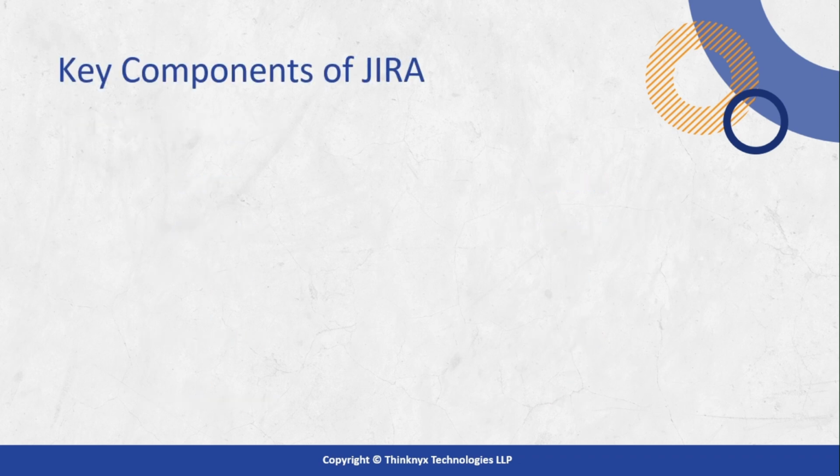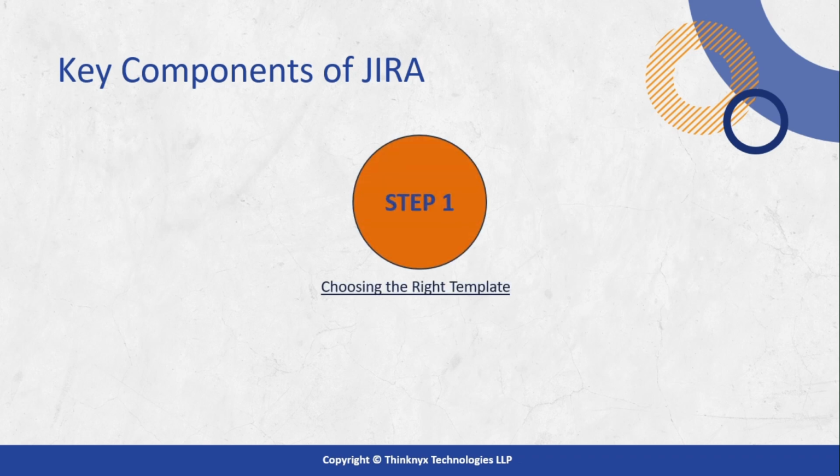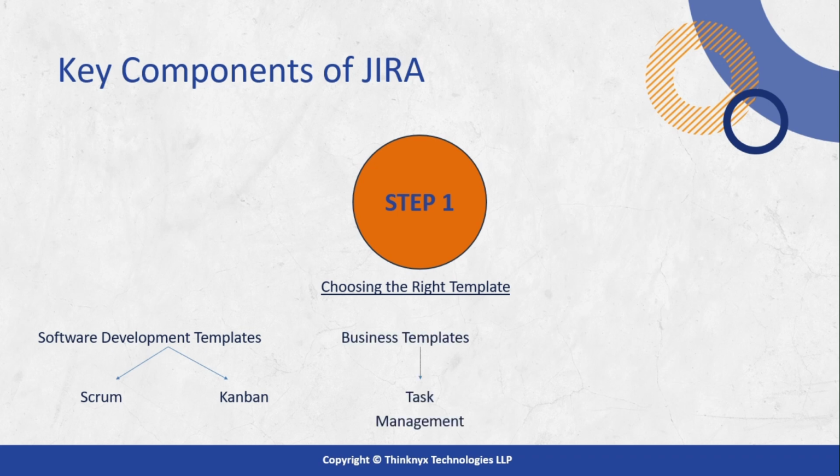Now, to understand how Jira works, it's important to know its key components. Let's understand it stepwise. The first step in Jira is selecting the right project template. Jira offers various templates based on the type of project we are managing. We have software development templates like Scrum for teams working in sprints and Kanban for continuous delivery. There are also business templates such as task management for general tasks and service management templates like ITSM for managing IT services. Choosing the right template configures our project's key components like issue types, workflow, board, and reports.